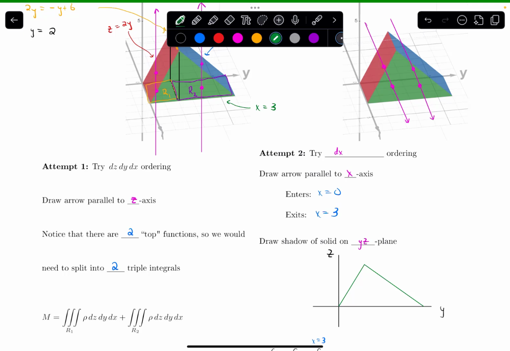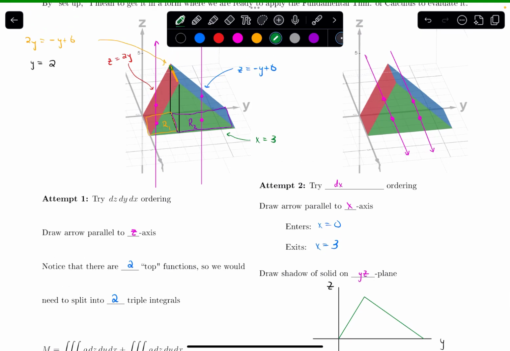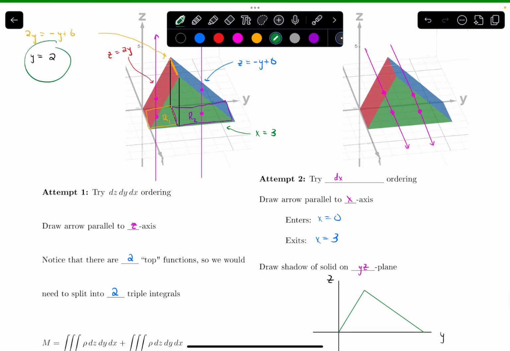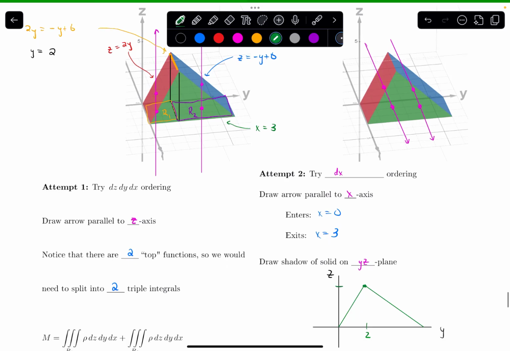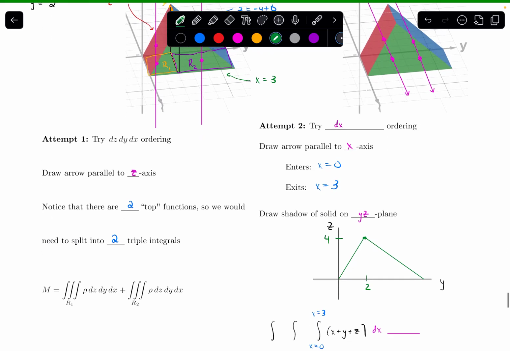We've already figured out the y value of this intersection point. The y value there was 2. If I take the y value and plug it into either one of these equations, we'll get z. Z is 4. Now I need to know, are we going to deal with dz next? Then I have to draw a line parallel to the z-axis here. Or am I going to do dy next? Then I have to draw lines parallel to the y-axis.